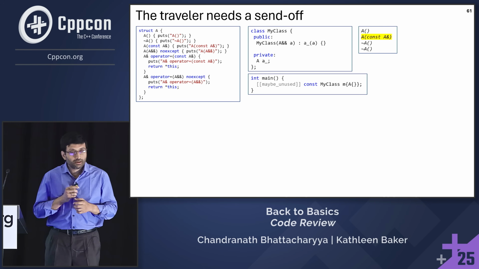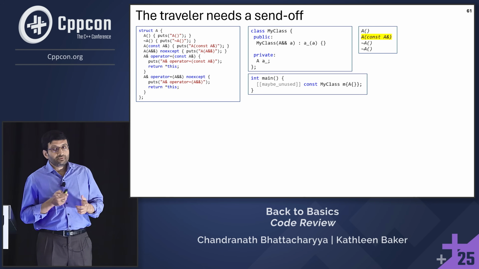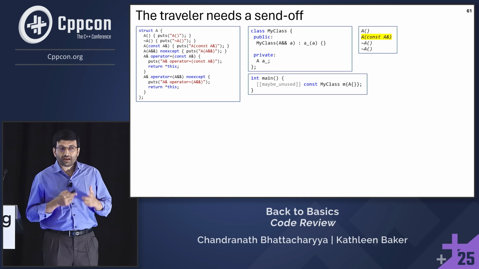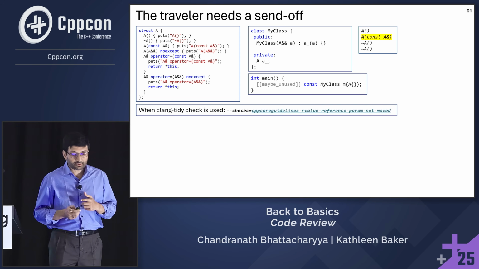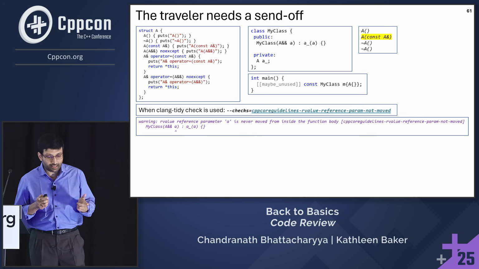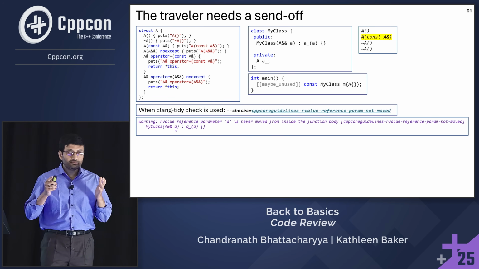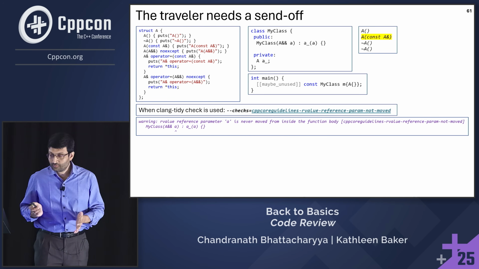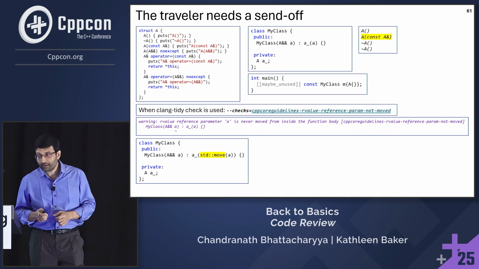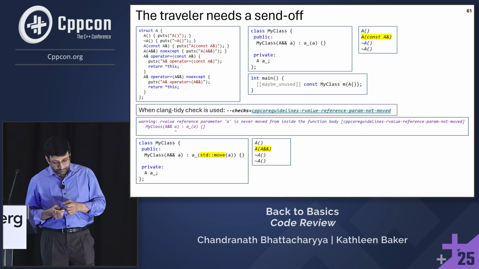Let's look at the output. So what I see is that we are getting a copy construction. We would have liked the move, right? So what is happening? Let's look at the Clang output over here. It says that R value reference parameter A is never moved from inside the function body. So what do we need to do? We need to call move, okay? And once we do that, we get this output.